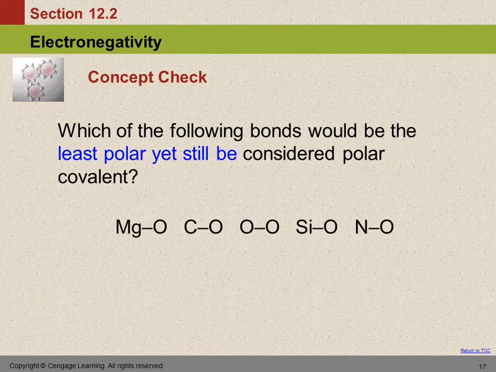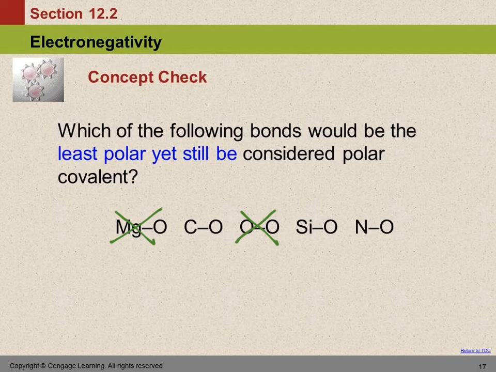Which of these would be the least polar and yet still be considered a polar covalent bond? Well, let's look at these one at a time. Magnesium and oxygen. Is that a covalent bond? No. This is an ionic bond because magnesium is a metal. So that one's out. What about this one? O-O. Is that polar? No, not polar at all. So then we've eliminated two of the choices.